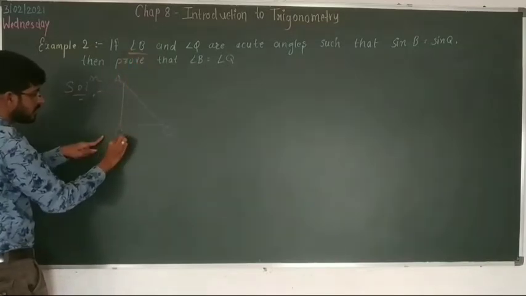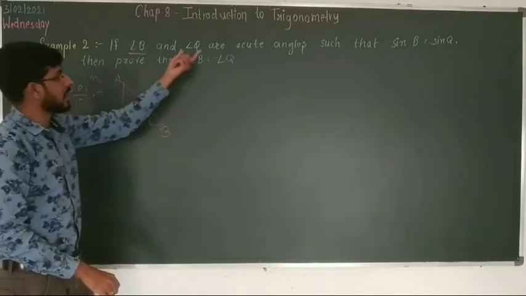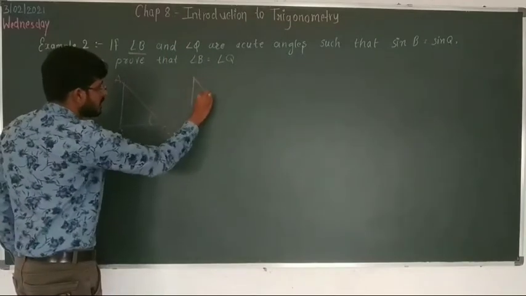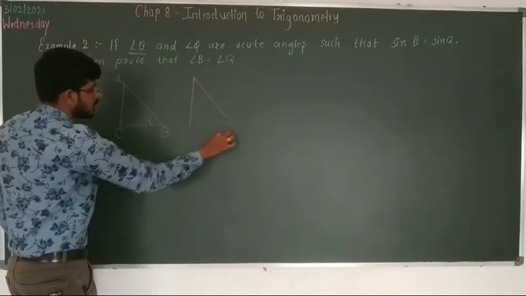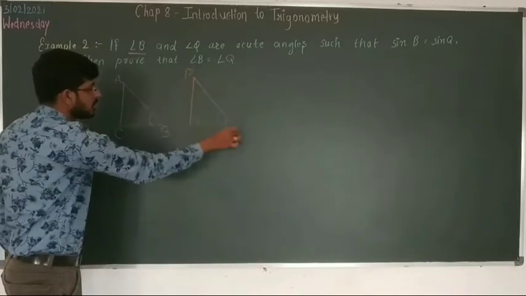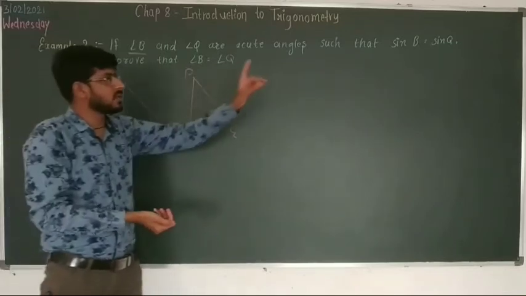So, here write down C and B. In the second triangle, angle Q is an acute angle. So here we can write PQR. Is it clear? Also given that sin B is equal to sin Q.